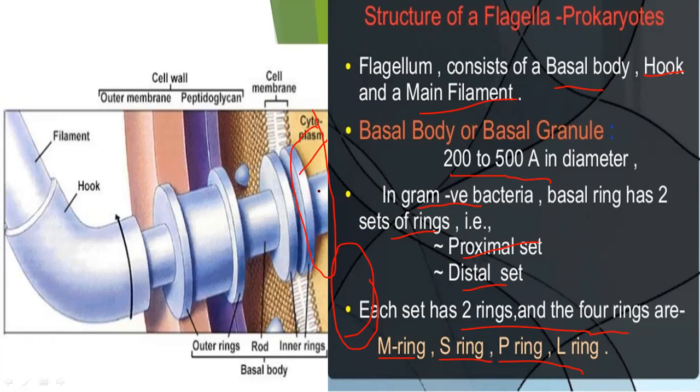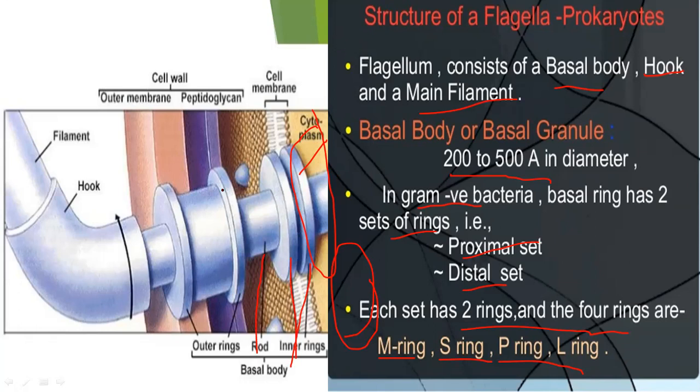They are connected with a central rod. You can see the central rod here. These are the inner rings, the M ring and S ring. The basal body anchors the flagellum into the cell envelope, keeping it inside the cell. We can say it is the root of the flagellum.